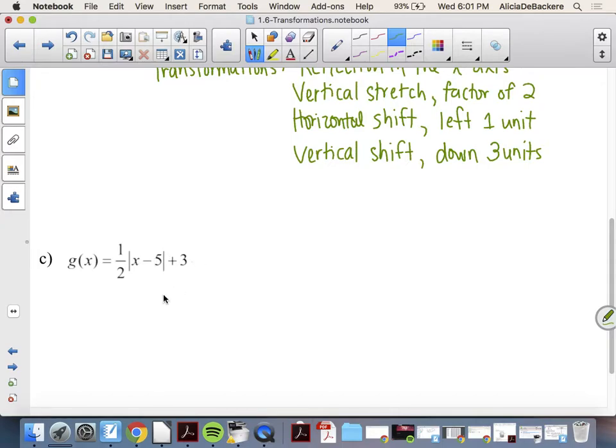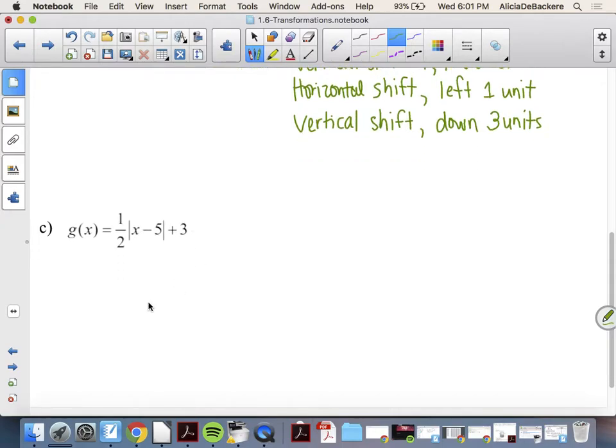For our last example here, we have to identify the parent function. And I hope you're noticing those bars, right? That's what makes this one a little bit different, those bars here, and that's my absolute value function. So I know that my parent function is the absolute value of x. So just picking out one of those basic 5 from your handout 2 days ago. Now what I need to do is describe the transformations.